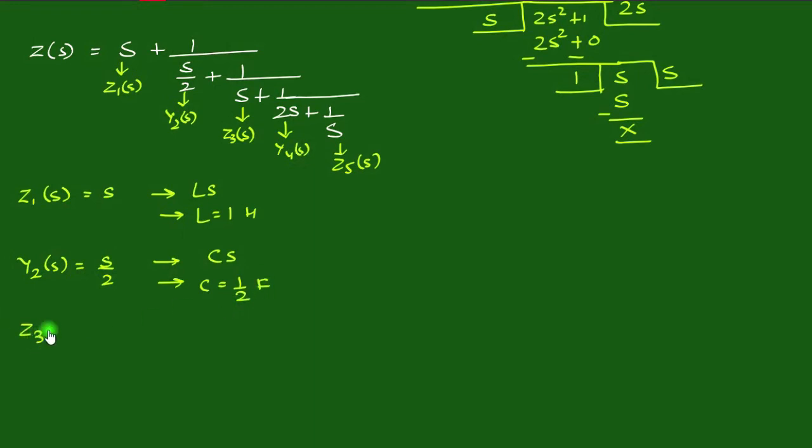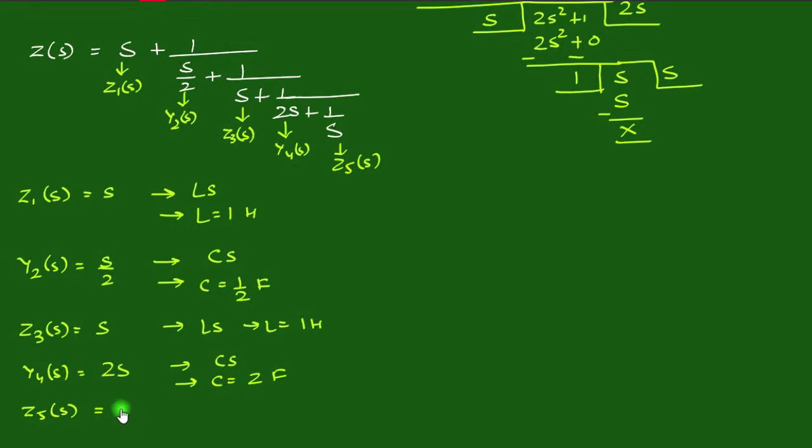Similarly, Z3(s) is equal to s again. So comparing it with Ls, I will get L equal to 1 Henry. Now the fourth term is the admittance function Y4(s), which is equal to 2s. Comparing it with Cs, I will get C equal to 2 farad. And the next function is Z5(s), and Z5(s) is s. This means I will get L equal to 1 Henry.